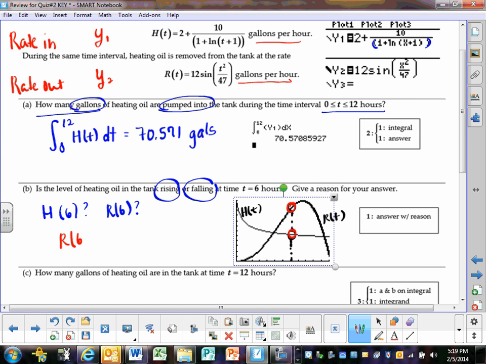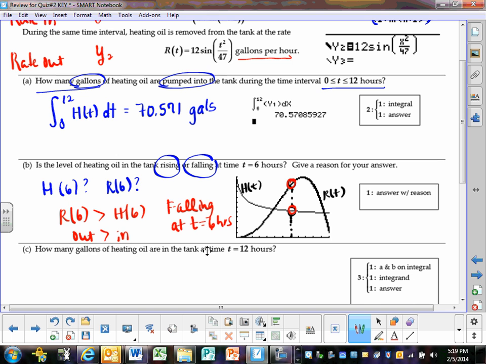So r of 6 is bigger than h of 6. So basically the out is bigger than the in. That means falling at t equal to 6 hours. We are not always losing more than we're gaining, so you want to make sure that you say at t equals 6 hours. So the answer was falling with the correct reason, that the rate out was bigger.